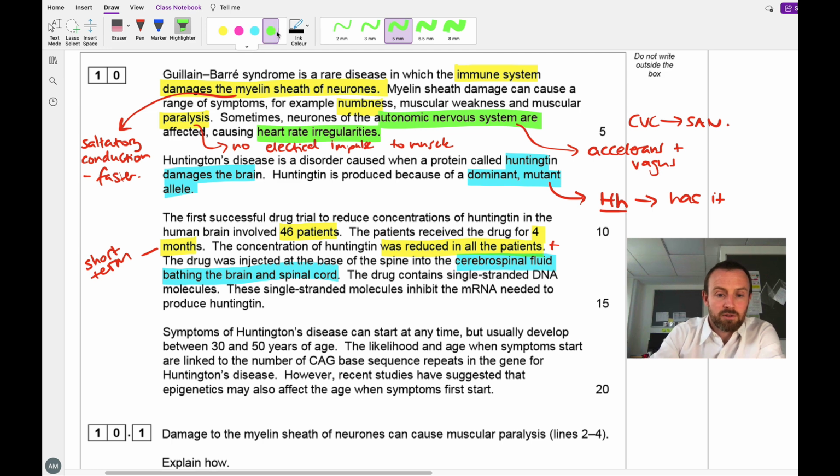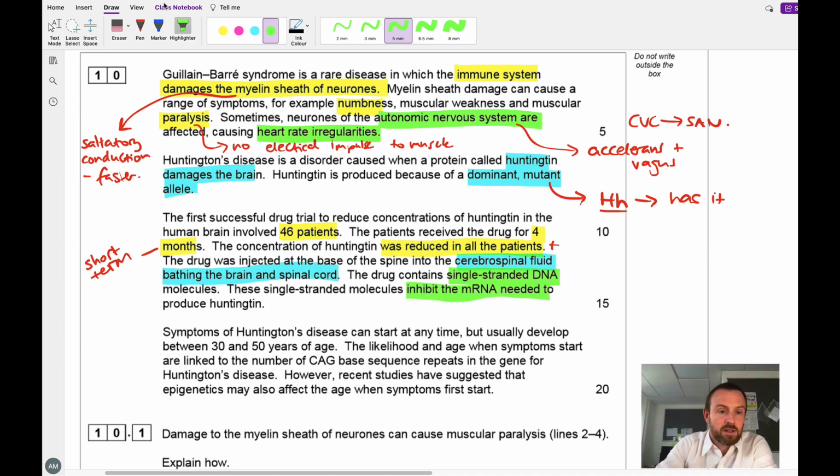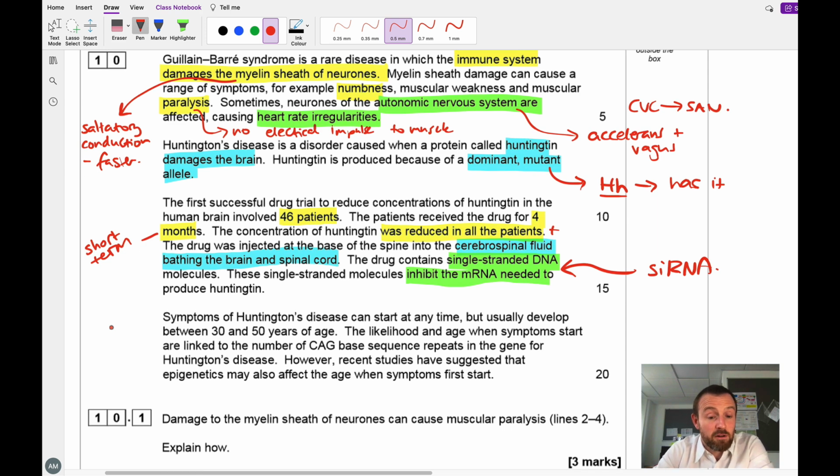Okay, what about this drug? How does it actually work? The drug contains single-stranded DNA, and they inhibit the messenger RNA. Okay, so this means this little thing here, this is siRNA. You should know about that. Now read the last paragraph.